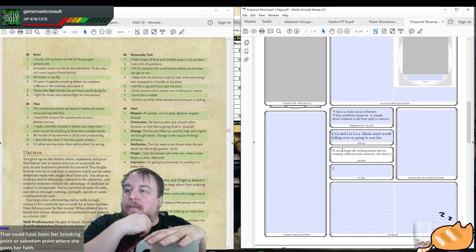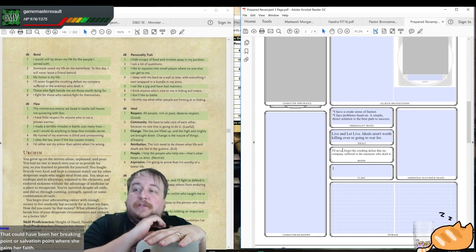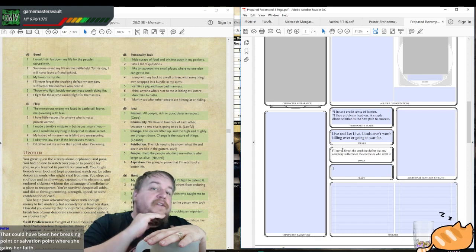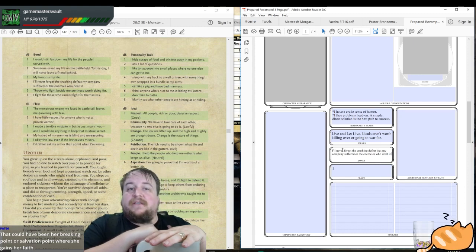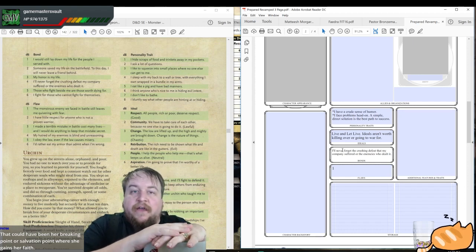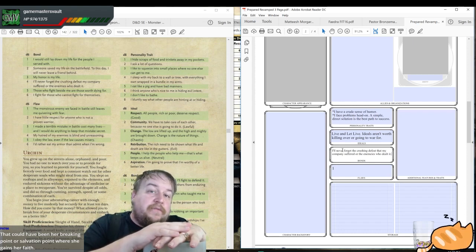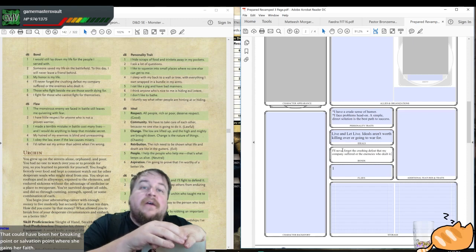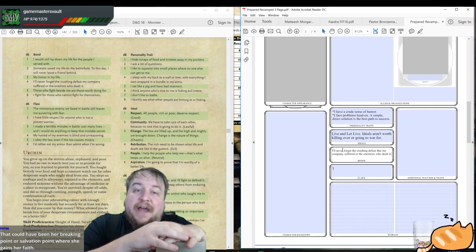That could have been her breaking point or salvation point where she gains her faith. Yeah, she's at the absolute bottom of the barrel. She's trying to treat everyone. She can't keep up. She's in that mentality that you can't sew hamburger back into a cow. And she hits this rock bottom. She is completely emptied of her energy and even her faith, at least in what she used to know. And it's at this lowest point in time that there's that spark or that realization or a manifestation in some magical or divine way.